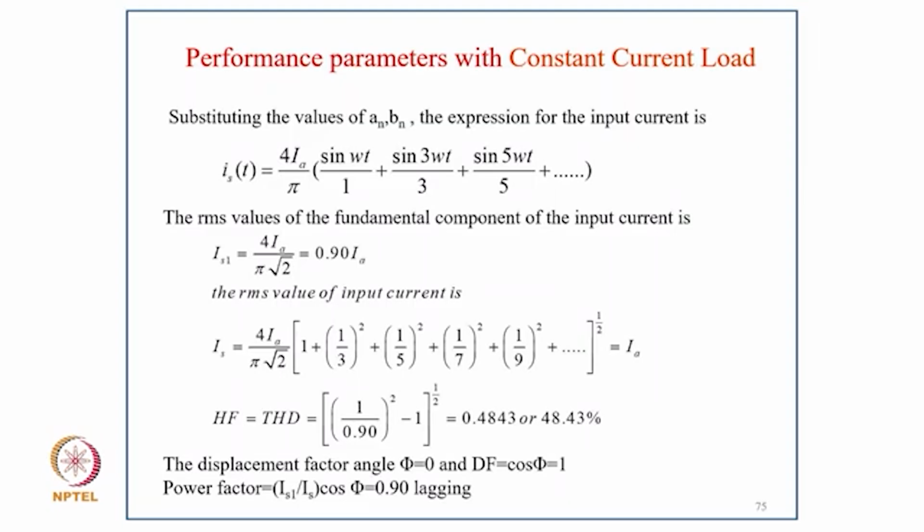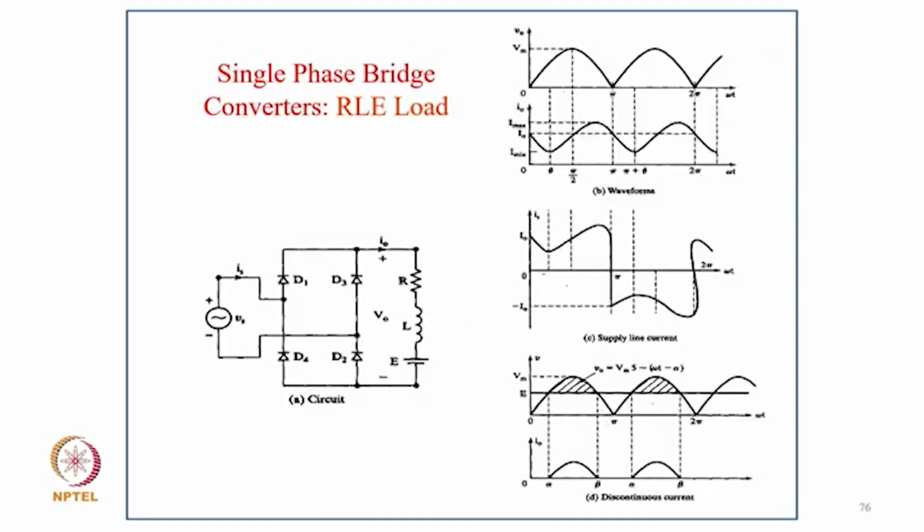And the RMS value of input current is Is equal to 4Ia upon pi root 2 in bracket 1 plus 1 by 3 square plus 1 by 5 square plus 1 by 7 square plus 1 by 9 square, and to power half, that is equal to Ia. The harmonic factor of THD equals in bracket 1 upon 0.9 square minus 1, root, and that becomes 0.4843 or 48.43%. The displacement factor is equal to 1 because of the diode rectifier: the fundamental current is in phase with the voltage, so DF equals 1. So the power factor is Is1 upon Is cos phi, that is 0.9 lagging because of harmonics.